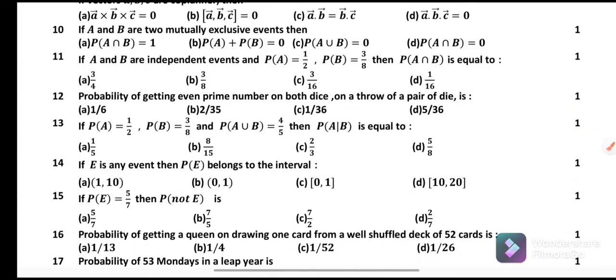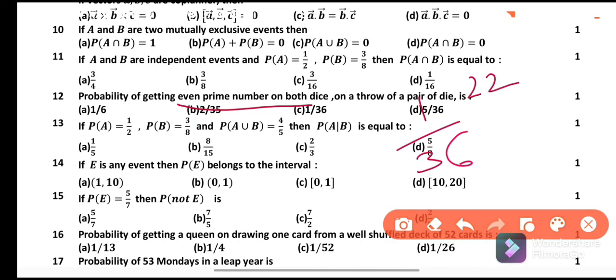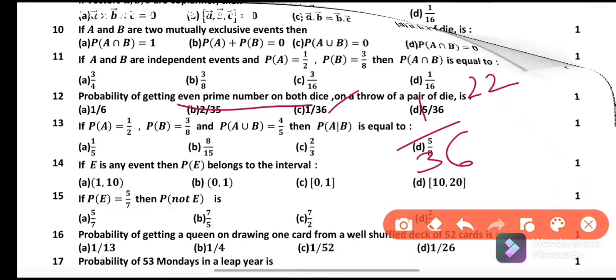Next question, the probability of getting an even prime number on both dice on a throw of a pair of dice. Now an even prime number on both dice, that is 2 and 2. 1 is the favorable chances divided by the total number of chances, which is 36. So the answer is option C.